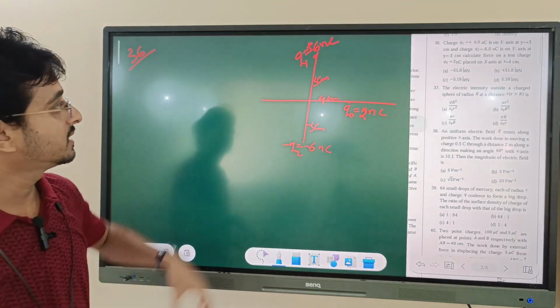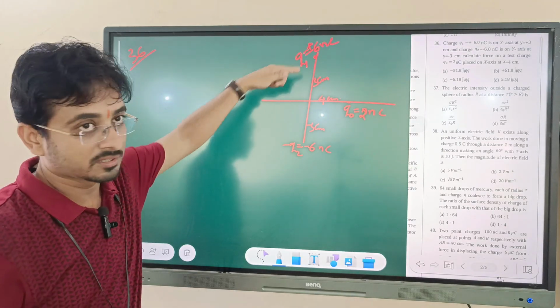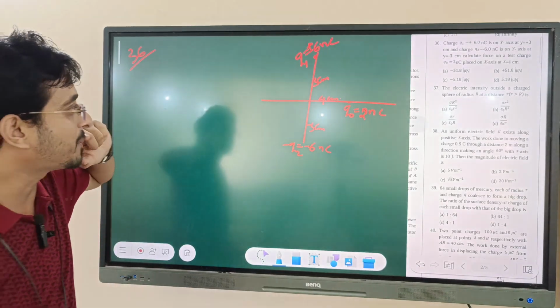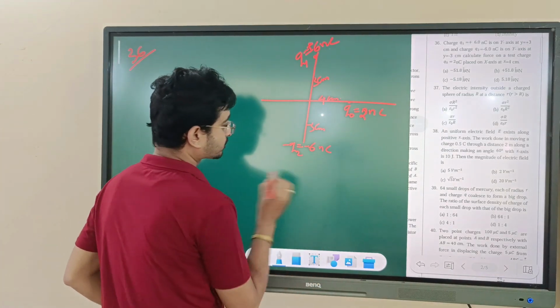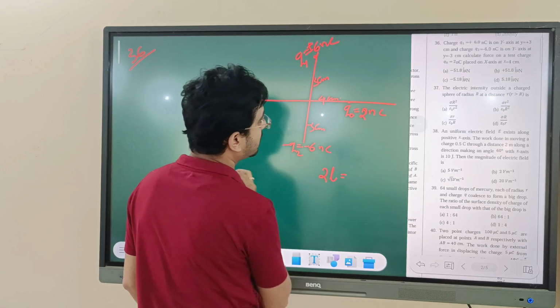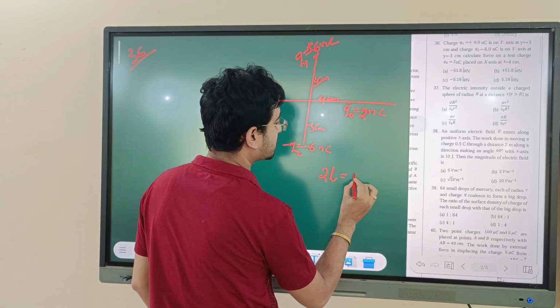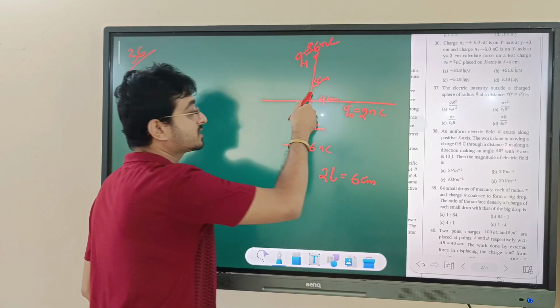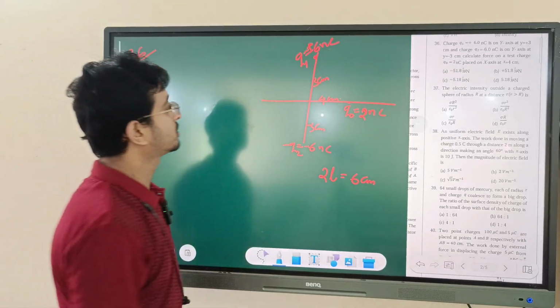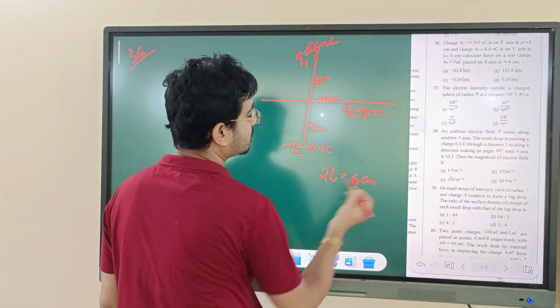So you can clearly see this is a dipole. These are equal and opposite charges separated by 6 centimeter. So the total length, the dipole length, is 2L. 2L is equal to what? 3 plus 3, that is equal to 6 centimeter. Not 3 plus minus 3 equal to 0. They are separated by 6 centimeter. So this is 3 and this is 3, that is equal to 6 centimeter.